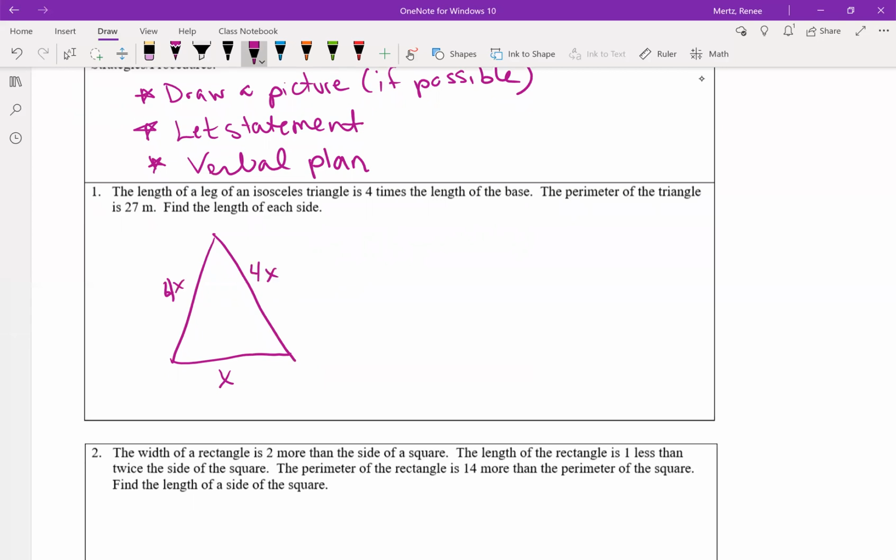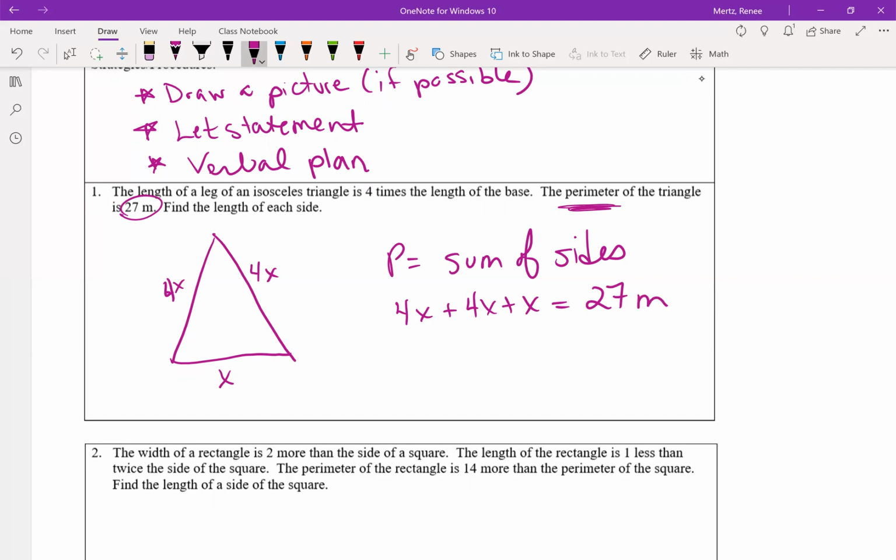The perimeter, what does perimeter mean? We just did that in our interactive notebook. The perimeter equals the sum of the sides. That's our verbal plan for this one. The perimeter is 27 meters. So I'm adding the sides. Sum means to add: 4x plus 4x plus x to equal 27 meters.